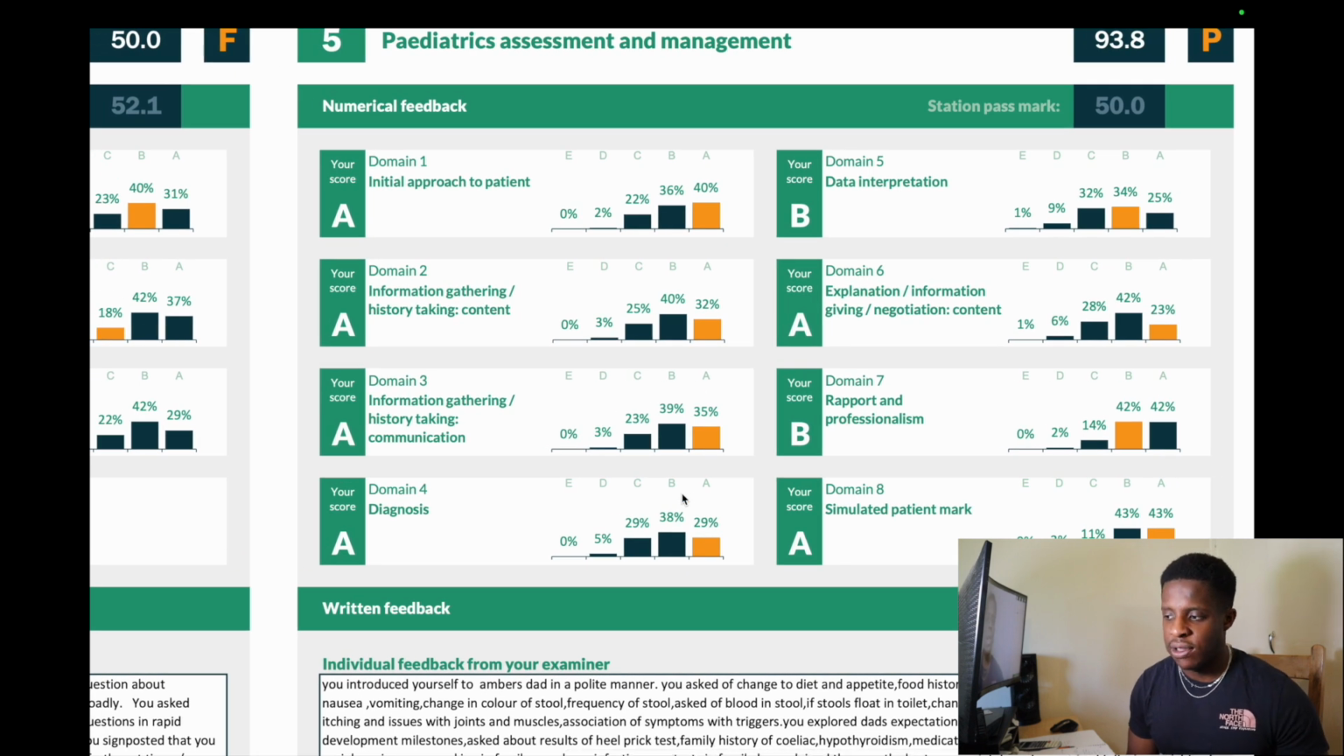So yeah, this one was a classic bread and butter PEDS history, then investigations, differentials, and management. It's something that will definitely come up in either a fourth year station or a final year station. I'm sorry about my nose as well.